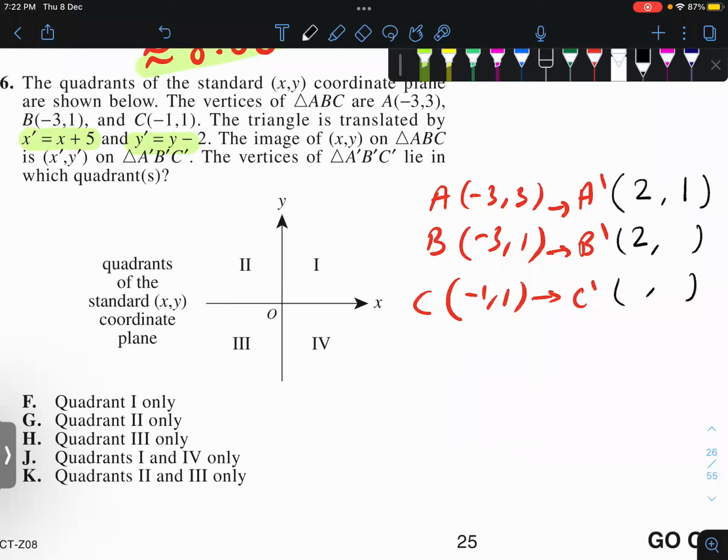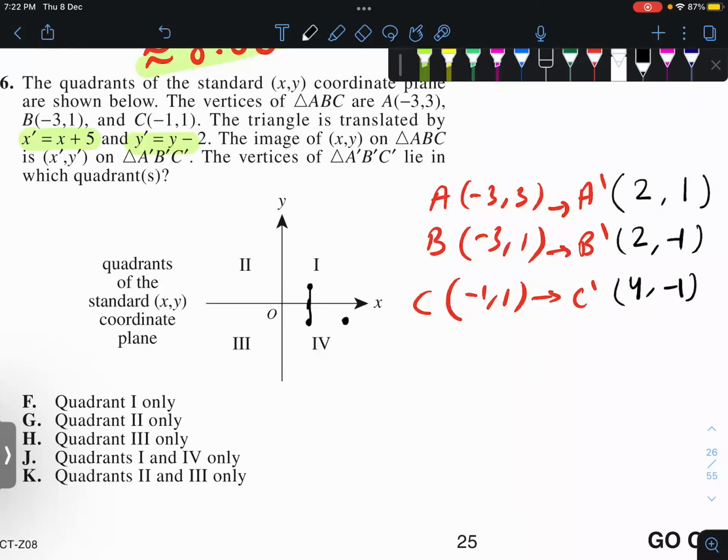Now for B: add 5 gives 2, minus 2 gives what? Gives minus 1. For C: add 5 gives 4, minus 2 gives minus 1. So 2 and 1 is here. Okay? 2 and -1 is here. And now 4 and -1 is here.